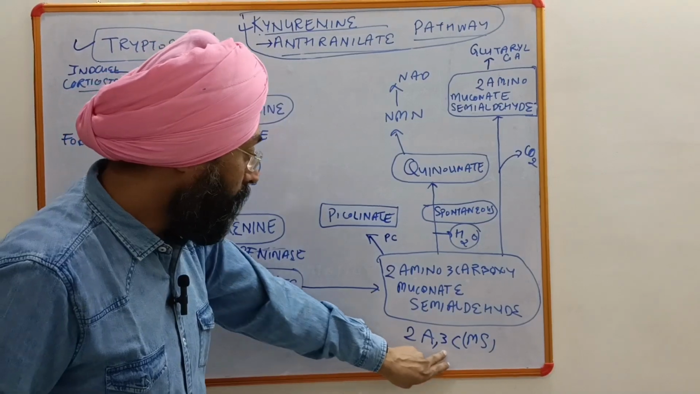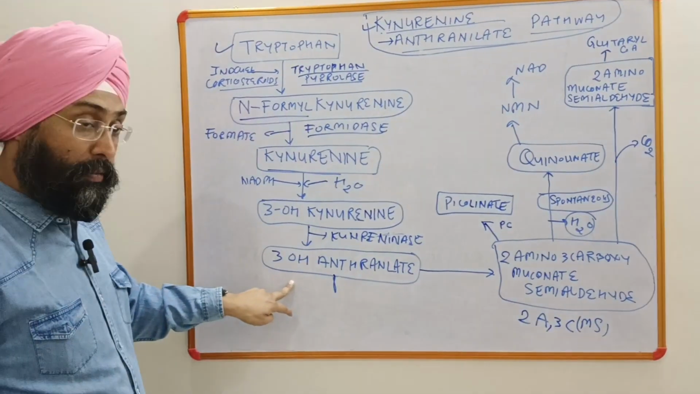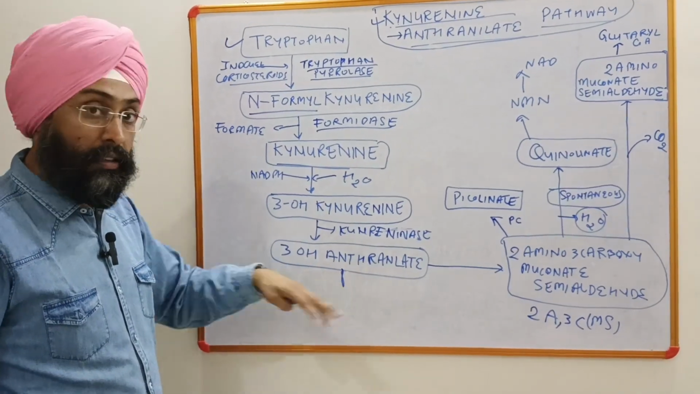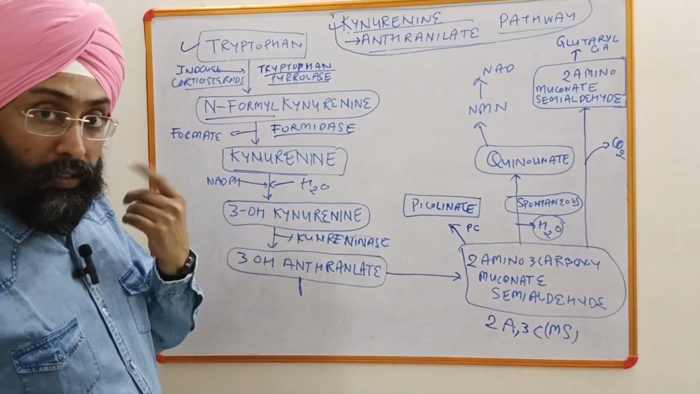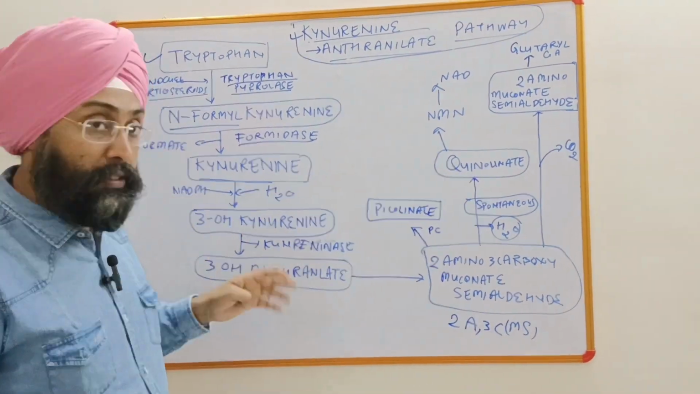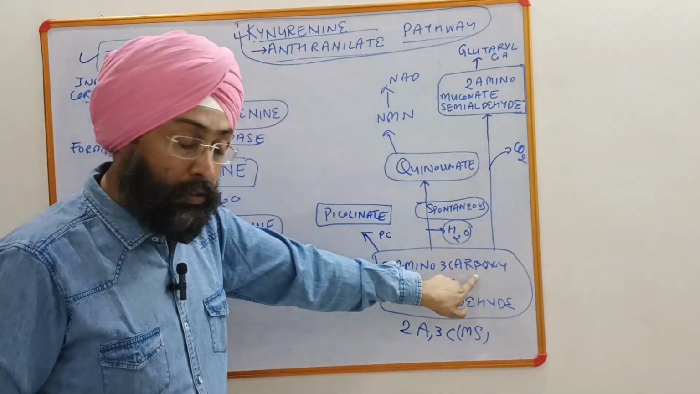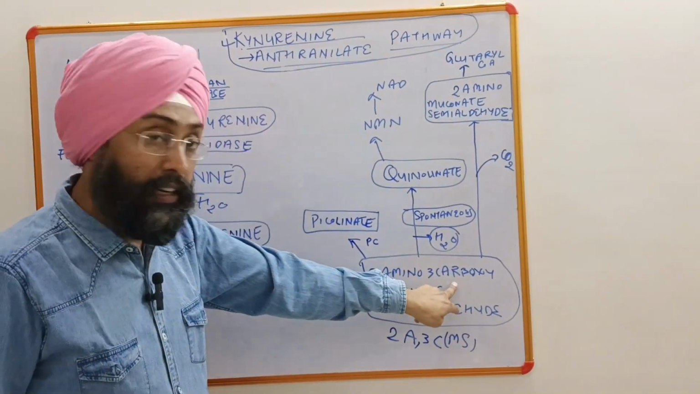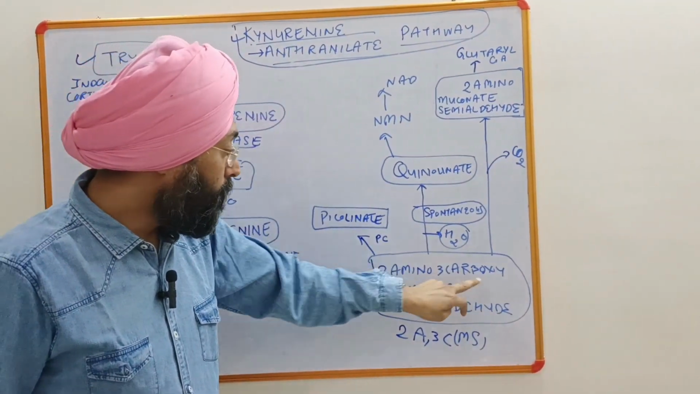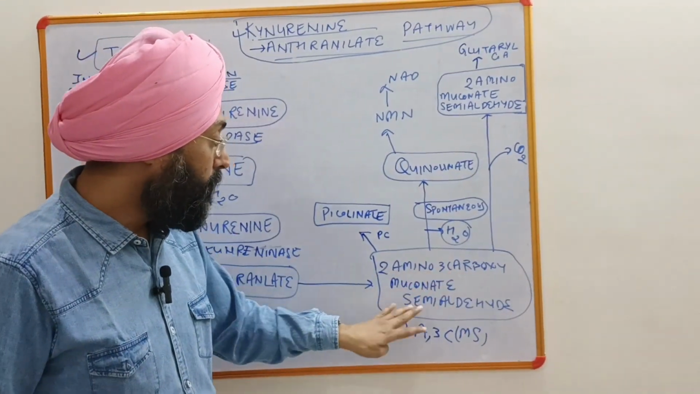2 amino 3 carboxy muconate semi-aldehyde. So the prince who became king, 3-hydroxyanthranilate, after meditation for 6 hours, he left his kingdom and started doing MBBS, right? So he used to wake up at 2 a.m. To activate his brain, he used to take 3 cups of tea, 2 amino 3 carboxy, to study MBBS seriously, right? 2 amino 3 carboxy muconate semi-aldehyde.